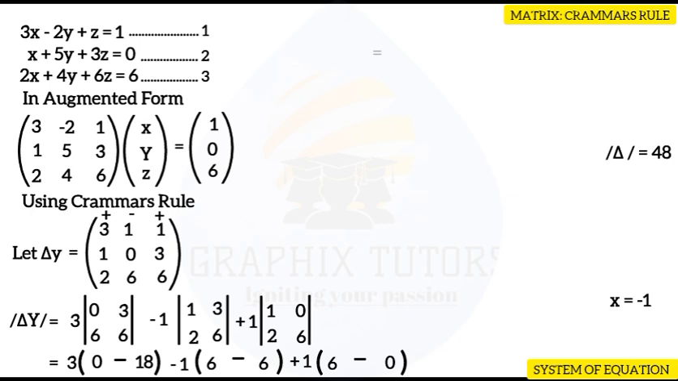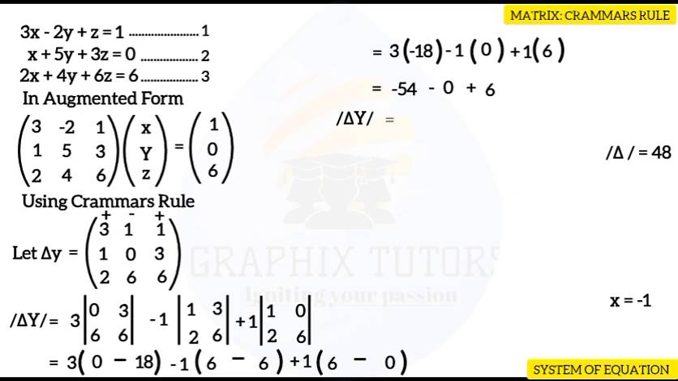So the next one, we now have 3 open bracket, 0 minus 18 is minus 18. Minus 1 open bracket, 6 minus 6 is 0. Plus 1, 6 minus 0 is 6, right? So this will now give us 3 times minus 18 is minus 54. Minus 1 times 0 is minus 0. 1 times 6 is plus 6, right? So minus 54 minus 0 plus 6 will still give us minus 48.